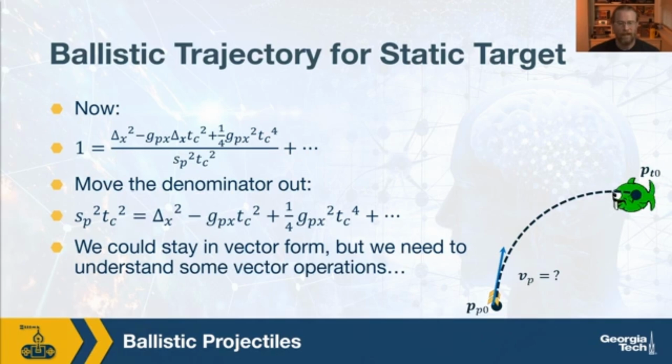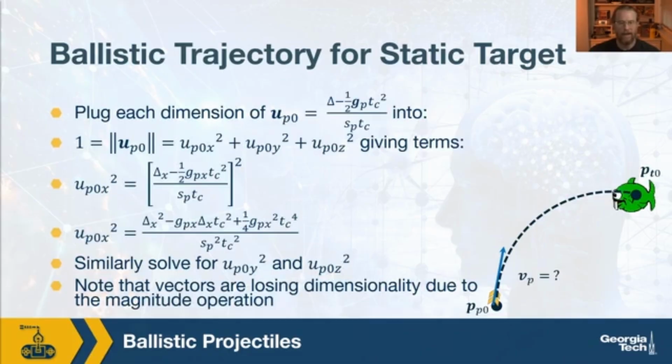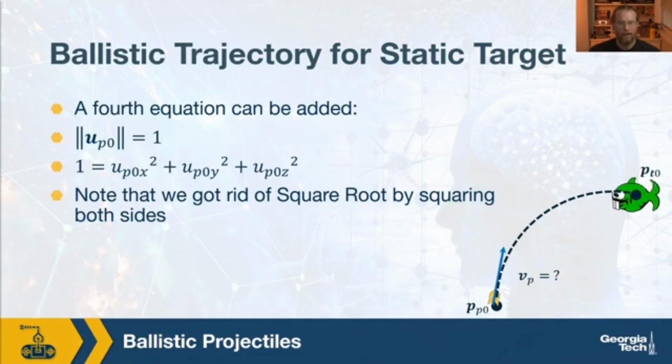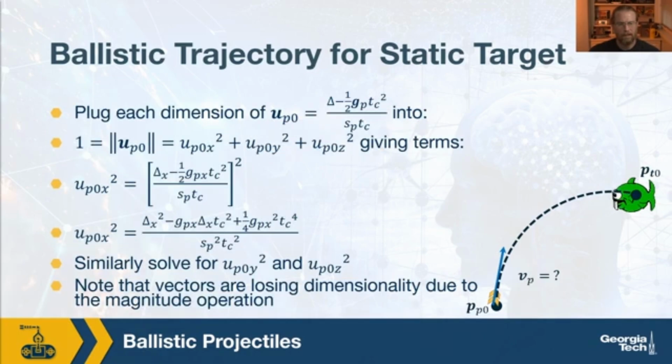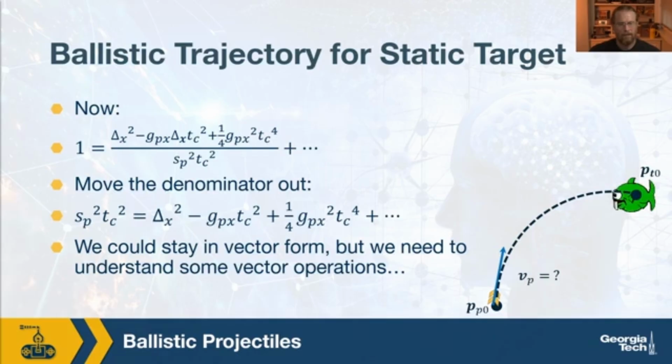Now, we could have stayed in vector form rather than expanding or separating out the x, y, and z like we've done here. And I'll just go back in the slide. So when we pick that fourth equation, we know that the magnitude, the 1, is equal to u p x squared plus, like we could have just left it as the vector u magnitude equals 1. So let's see, get back to where I was.